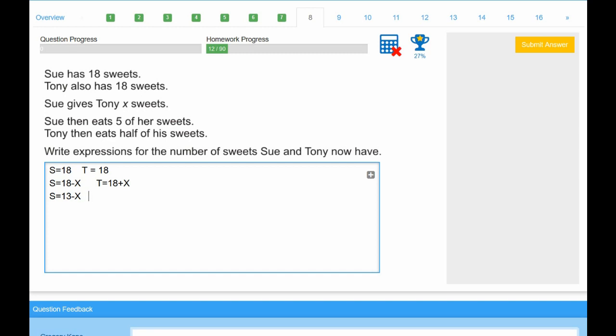And what about Tony? Tony eats half of his sweets. So Tony had 18 plus X. Well, I need to divide all of that by 2. So going to have 9 plus a half of X. So that is what I should have. That Tony has 9 plus a half of X and Sue has 13 minus X. I'm going to get rid of my working out because I'm only asked to show the final answers. So let's just have a look at that.